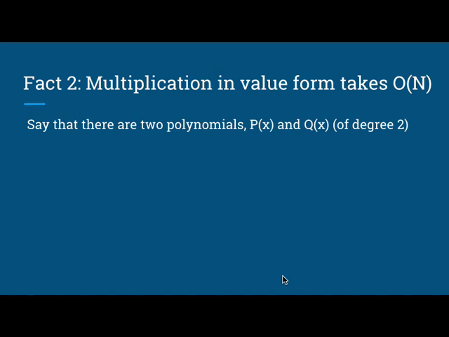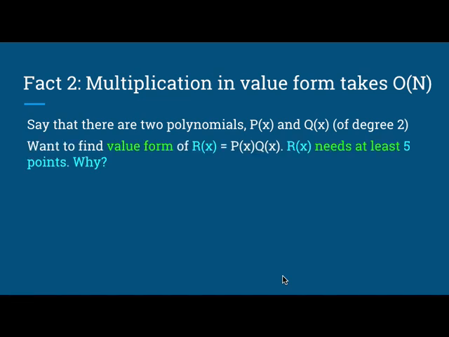Okay, so say that there are two polynomials, p of x and q of x, each of degree 2. And what we want to do, so be careful, we want to find the value form of r of x, which is equal to p of x times q of x. So r of x is a polynomial, which is multiplying these two polynomials, and we want to find its value form. First, r of x needs at least 5 points.